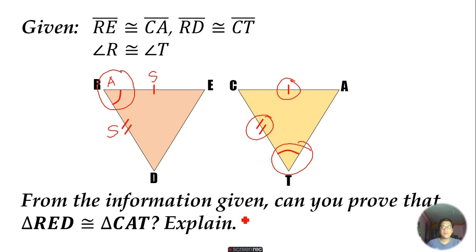Now, from the given information, can you prove that triangle RED is congruent to triangle CAT? So, obviously, we can say that they are not congruent because of the different positions of the angles. They are illustrated differently than the usual SAS because the angle must be between the two sides.